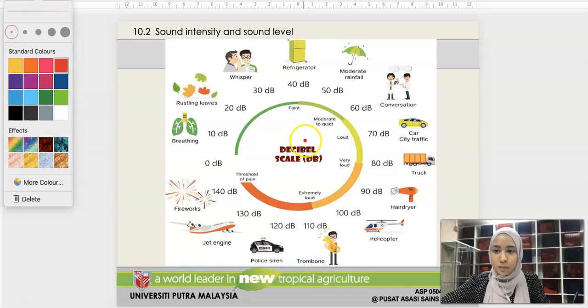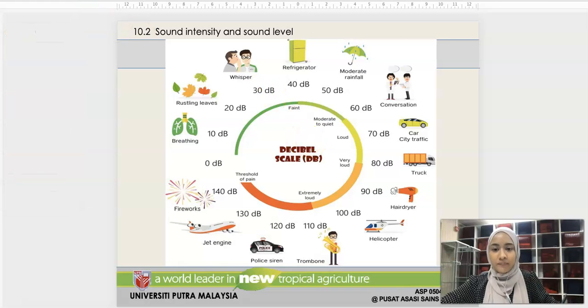So you have 0 dB, which is your threshold of hearing, and you have breathing, which is 10 dB. So when you breathe, you can actually hear it, even though it's very slow, right? It's not slow. Yeah, it's slow. It's very not loud. So you can hear it, but it's very minimal. So that is 10 dB from the base level of your hearing.